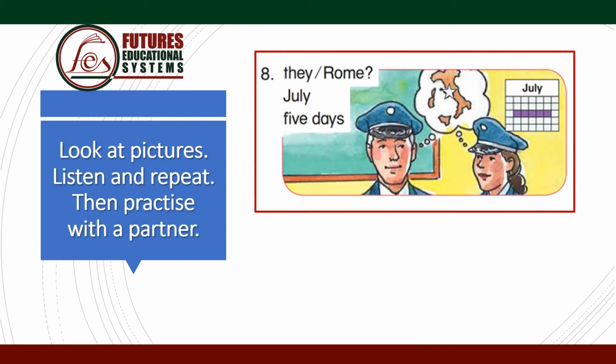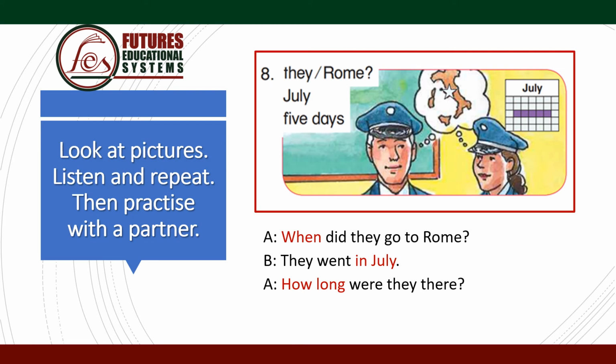And number 8. When did they go to Rome? They went in July. How long were they there? They were there for 5 days.